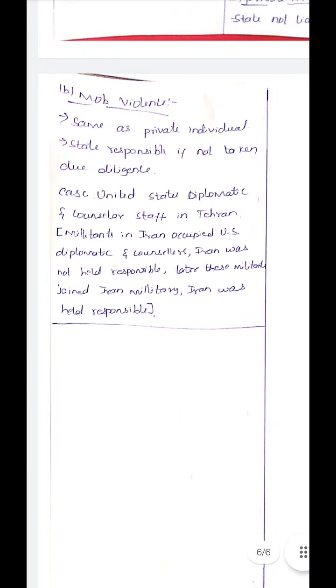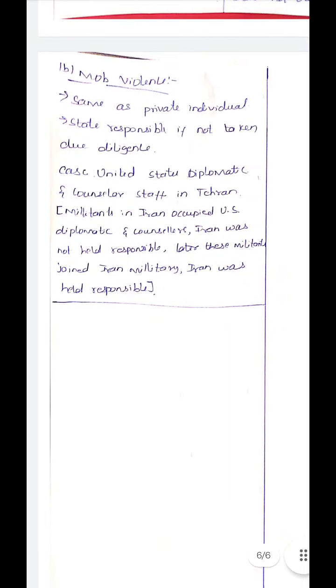The next is mob violence, an act of mob violence which causes international delinquency. It is the same as a private individual. The state is responsible if it has not taken due diligence. So the state is only responsible if it did not take due care or due diligence to protect against the mob violence.